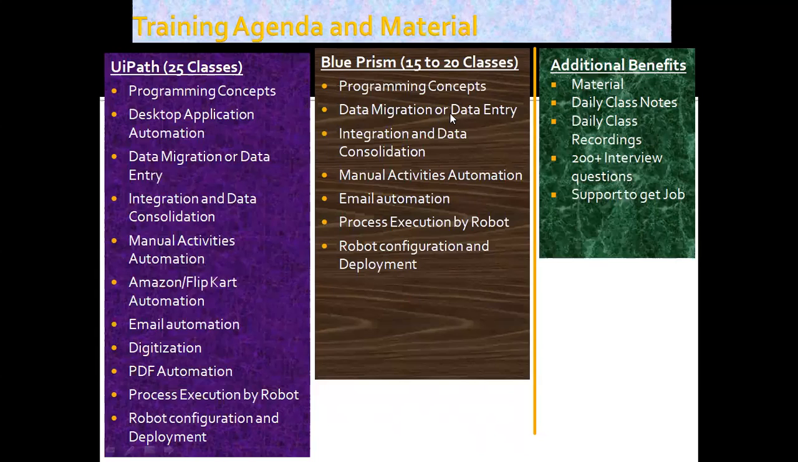And for Blue Prism, other than the .NET code, you will have around 15 to 20 classes. In case you are interested in Blue Prism; otherwise you can ignore this. Other than the .NET code, I'll cover all the others in other activities. Apart from these 25 use cases in UiPath or 15 to 20 use cases in Blue Prism, the additional things in this training are: I'll provide the complete material, PDF documents, which I'll upload in Google Drive and share with you.